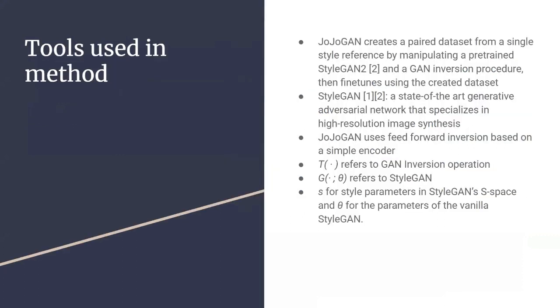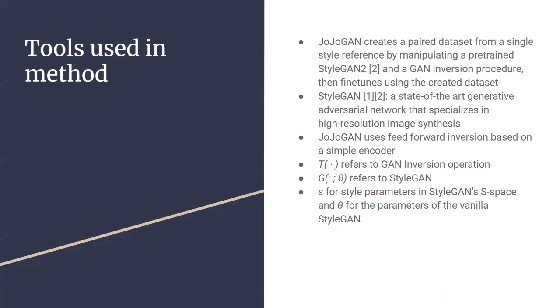So these are some tools that were used in JoJoGAN that I will reference in the following slides. What JoJoGAN does is create a paired data set from a single style reference by manipulating a pre-trained StyleGAN2 and a GAN inversion procedure. And then finally, it fine-tunes using the created data set.